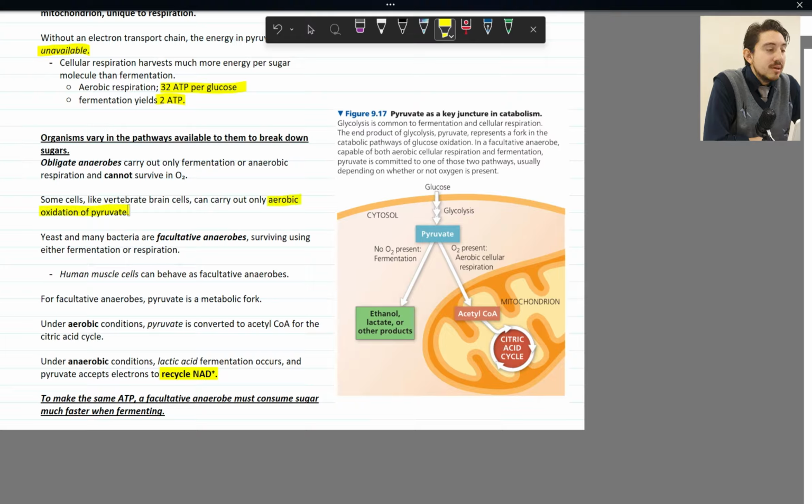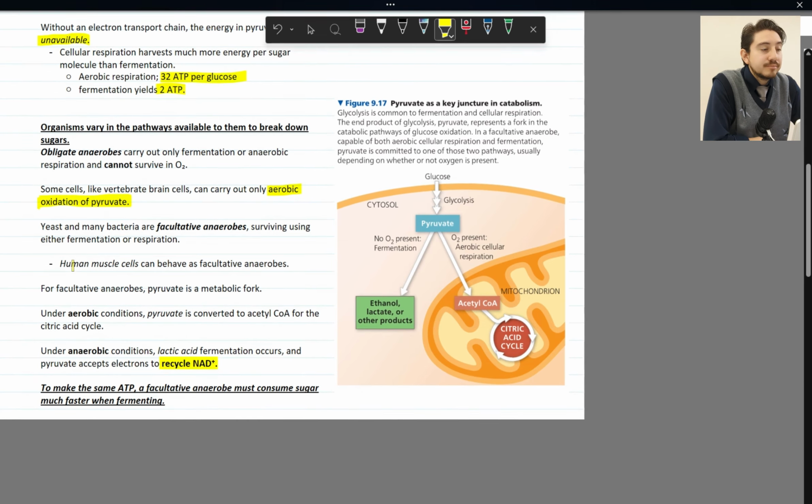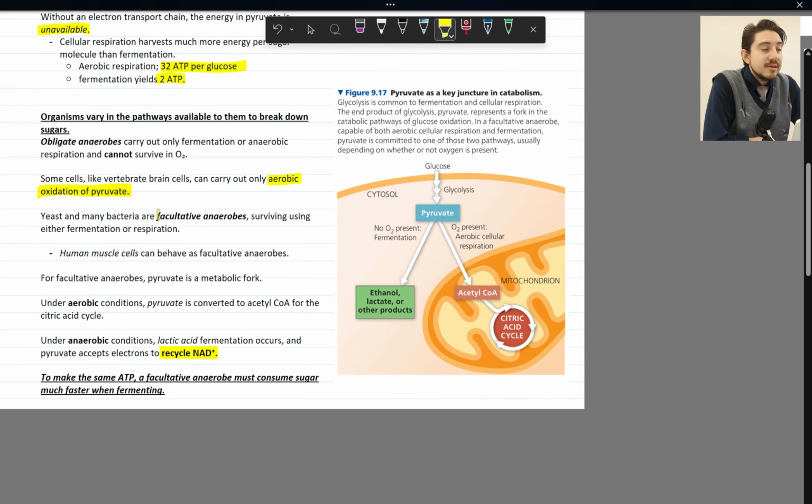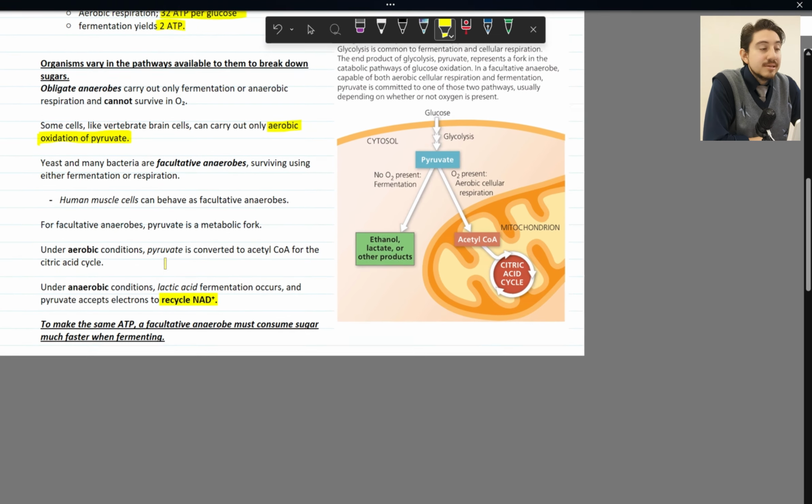Some cells, like vertebrate brain cells, can carry out only aerobic respiration. So they're strictly aerobic. Okay? You have to have a continuous supply of oxygen in these tissues, brain tissues. Okay? Yeast and many bacteria could be facultative anaerobes. So they can survive using either fermentation or respiration. They could use oxygen. Okay? Human muscle cells can behave as facultative anaerobes. They can use oxygen when it's available. They can use fermentation when it's necessary.